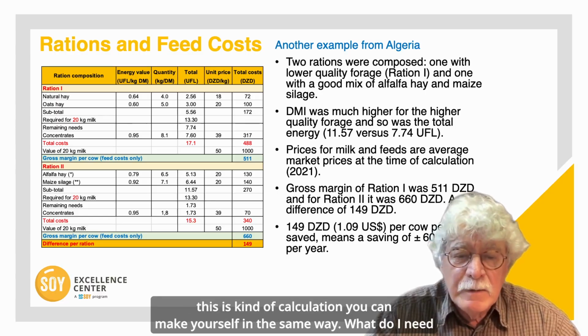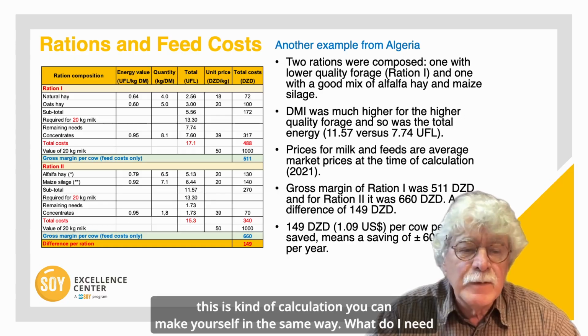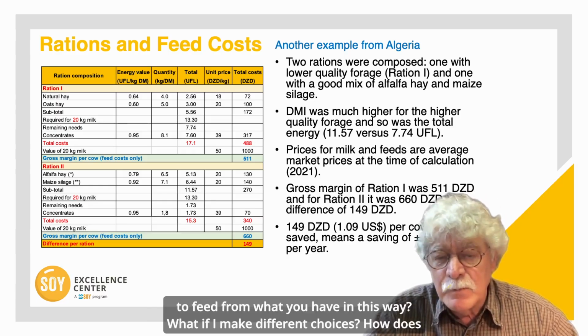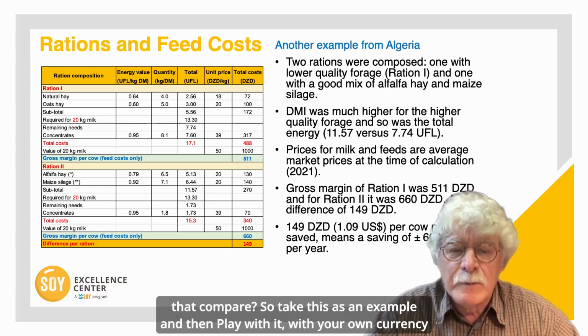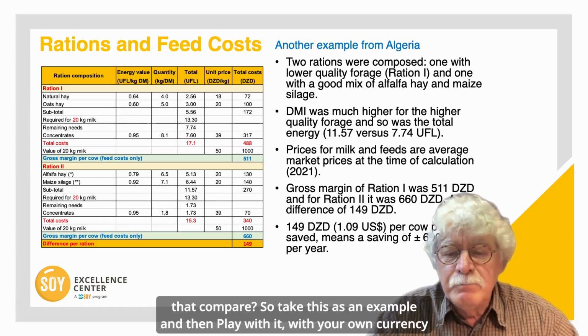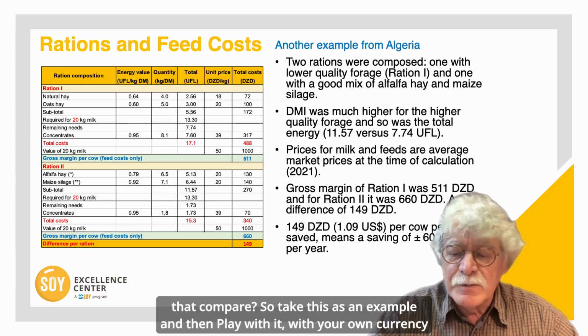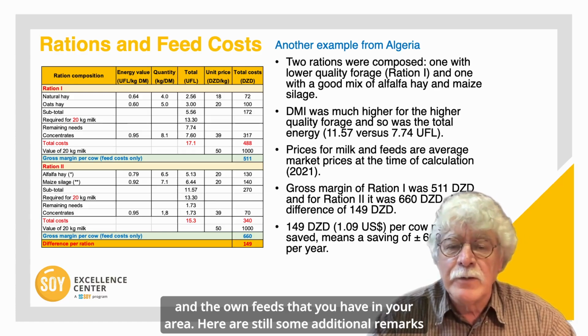Now, this is kind of calculation you can make yourself in the same way. What do I need to feed from what you have in this way? What if I make different choices? How does that compare? So take this as an example and then play with it with your own currency and the own feeds that you have in your area.